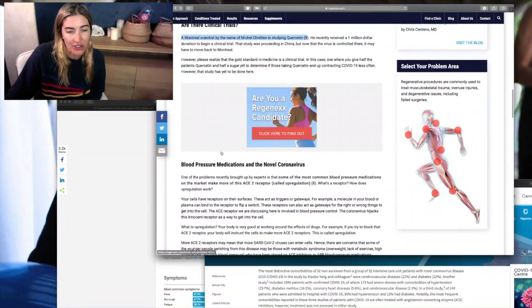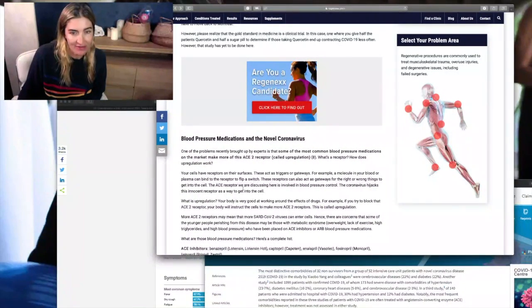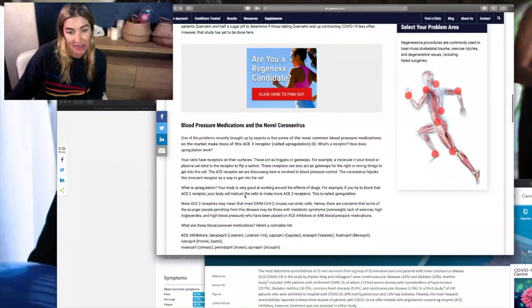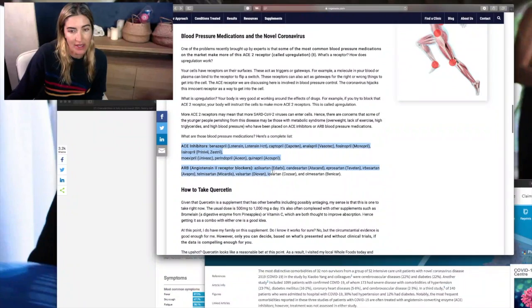And then again, the same doctor is explaining why these blood pressure medications are not good for you. One of the problems recently brought up by experts is that some of the most common blood pressure medications on the market cause more of this ACE2 receptor upregulation. So all of these things are connected logically. We're finding out that the comorbidities are super high with people that have hypertension, diabetes, heart trouble already. How many of them are on these ACE2 inhibitors, which we now are realizing are opening the door for the virus? This is very serious and needs to be truly studied quickly. Here's a list of the ACE2 inhibitors and the ARBs, in case anyone in your family is on them. I just want to let you see that real quick.